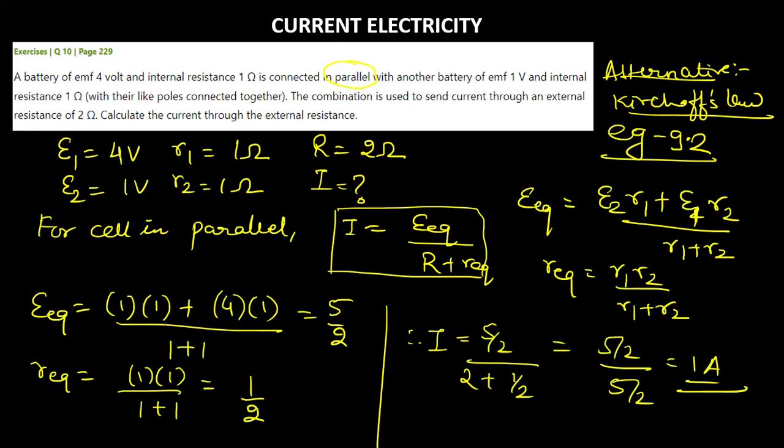If you use Kirchhoff law, in this much time you would have only drawn the circuit diagram. So it's a lengthy method if you use Kirchhoff law. Nevertheless, those who find it easy can use Kirchhoff law and solve this. Even in our textbook, example 9.2 is solved using Kirchhoff law. This is an alternative method we can use to solve this question. So the answer is 1 ampere.